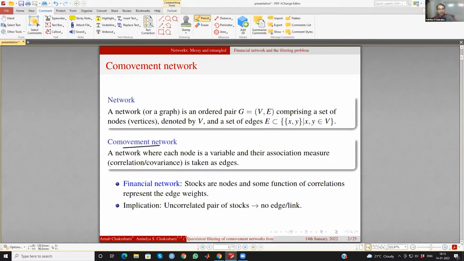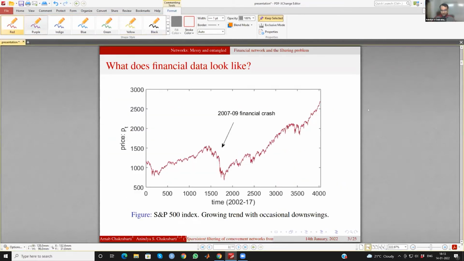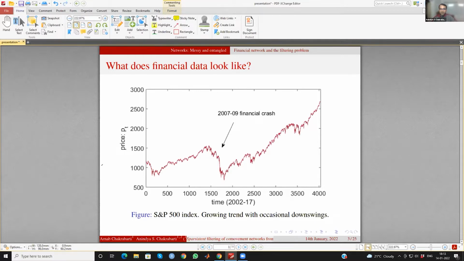networks, for which there is a large literature in statistical finance. I would like to visually describe what kind of networks I'm talking about, and then I'll get into the problem. So this is what you are seeing here on the screen.